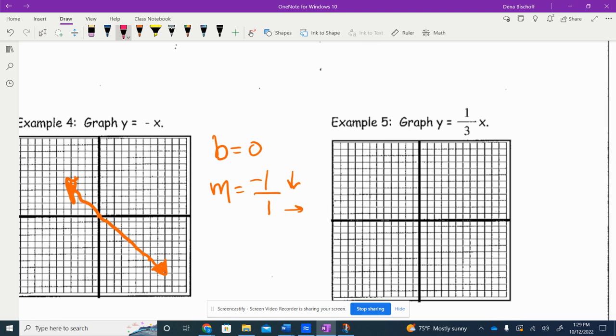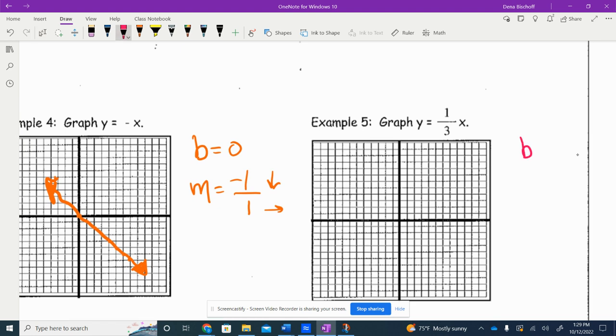The last graphing example, I'm going to begin at 0, and what is my slope? Or my constant of variation? 1 over 3. Because 1 is positive, that means I go up and to the right 3. Begin at 0, up 1, to the right 3. Up 1, to the right 3. Same thing, down 1 to the left 3, and I'm going to connect all my points with a nice line and put arrows on the end of it.